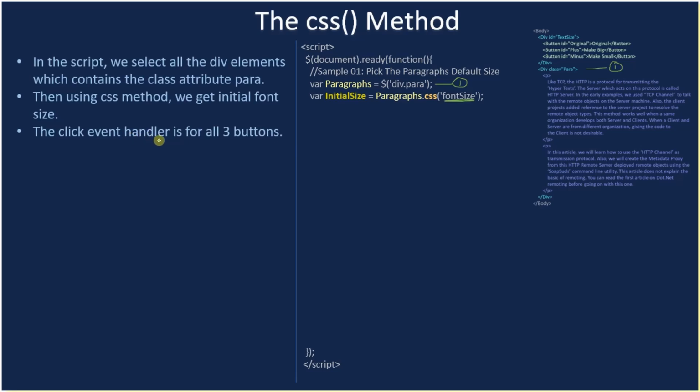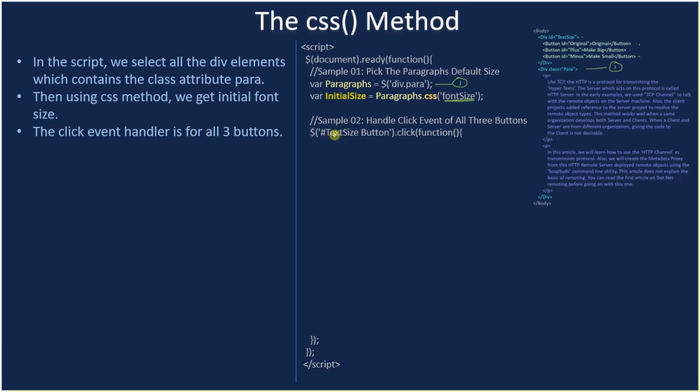The click event handler is for all three buttons, right? #text-size means we are selecting the paragraph, and with a space, button, means we have an array of buttons. #text-size means any element having the ID text-size. As per the rules of HTML and CSS, when you define an ID, it should be unique.